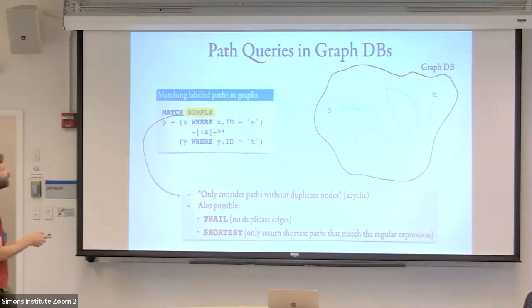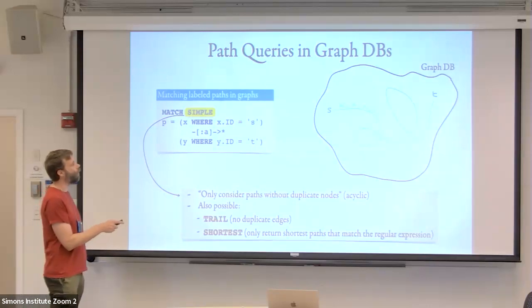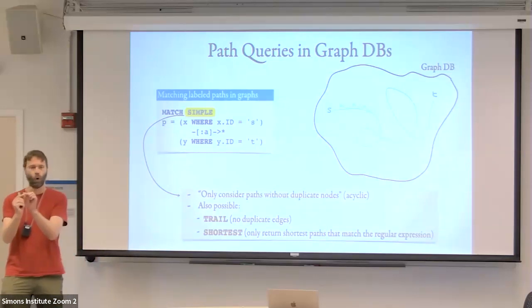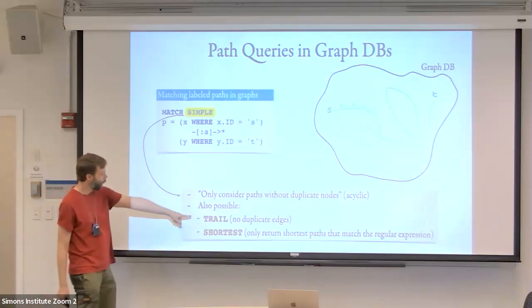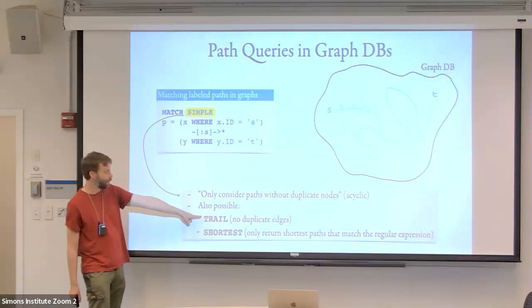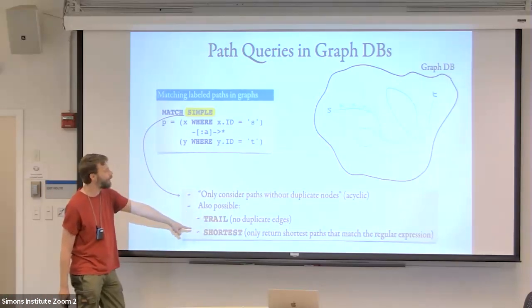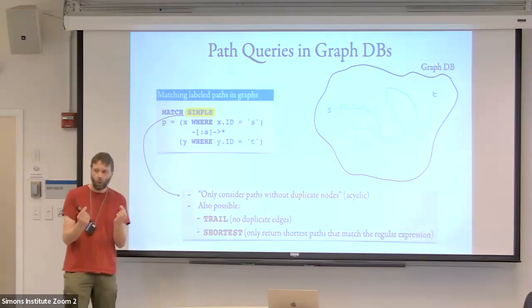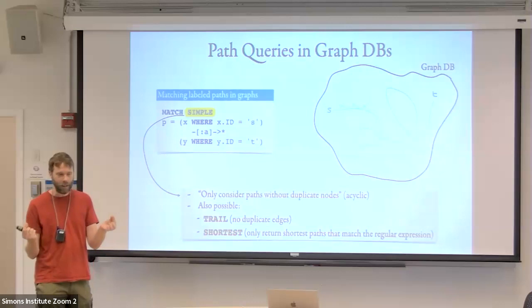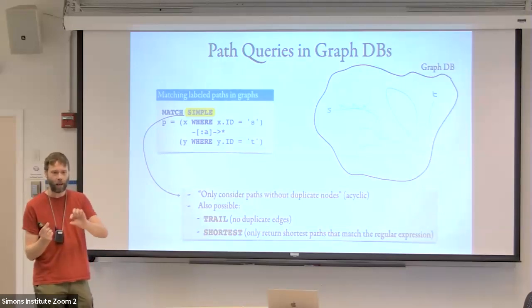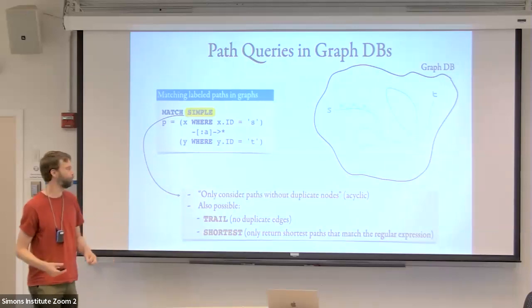So you can add the word simple here, which means, okay, now I only want to compute all the paths without repetitions of nodes. So no loops. You can also say trail, which means no duplicate edges, and you can say shortest, which doesn't mean that you're only interested in the shortest paths between S and T. It means that you're going to consider all the paths that match your expression, and then of this set of paths, you're only going to return the shortest paths, okay?